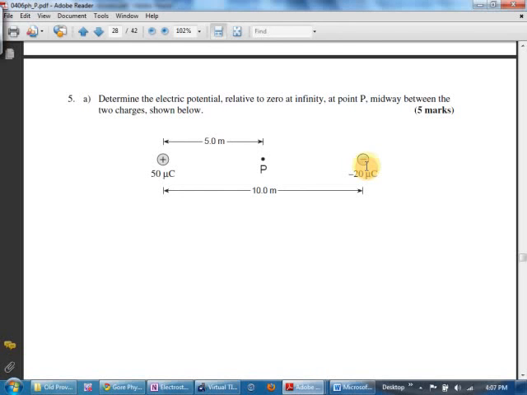one in your mind, KQ1 over R, include the negative, add them up. Are you noticing they're fairly repetitive after a while?